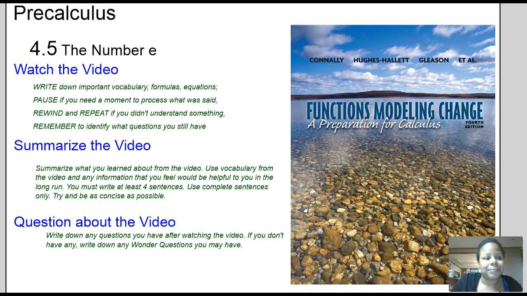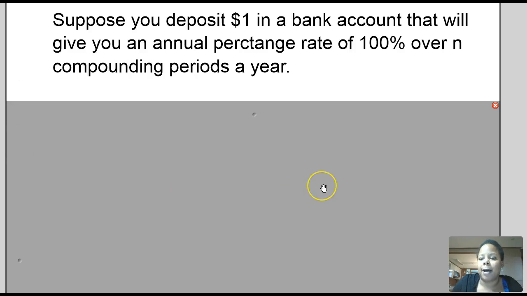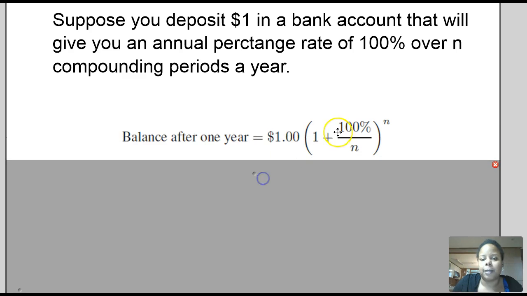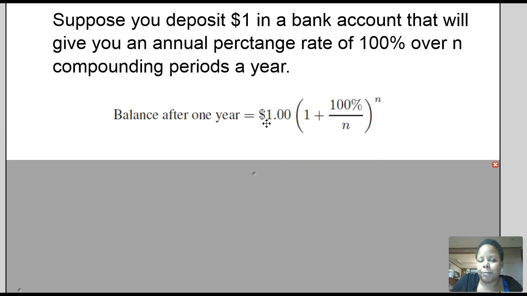All right, let's begin. We're going to start talking about, if you remember last video, we talked about compound interest. So let's say, for example, that I have $1 that I'm going to deposit in a bank account that's going to give me an annual percentage rate of 100% over n compounding periods a year. So basically, from what you know of compound interest, after 1 year, how do I determine how much is in that bank account? Well, using this formula. $1 is my deposit, 1 plus the interest rate, 100% over n, since I didn't tell you how many compounding periods there are a year, raised to the nth power times 1 because it's 1 year.